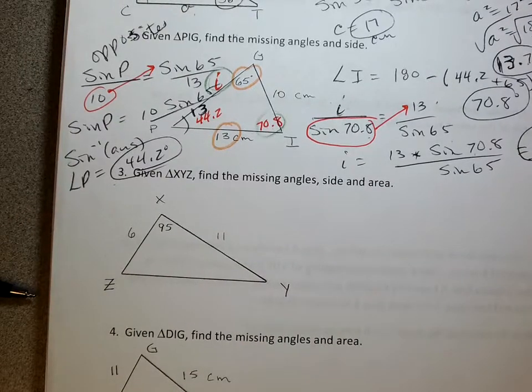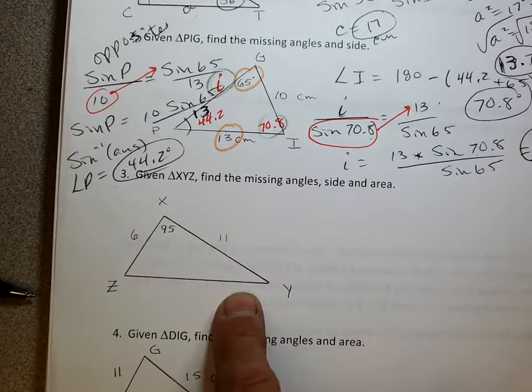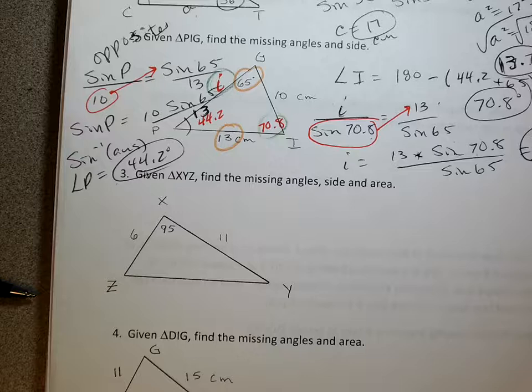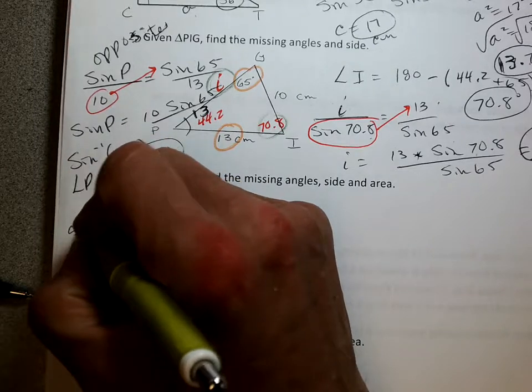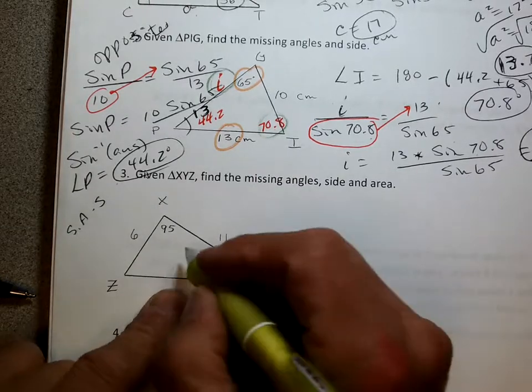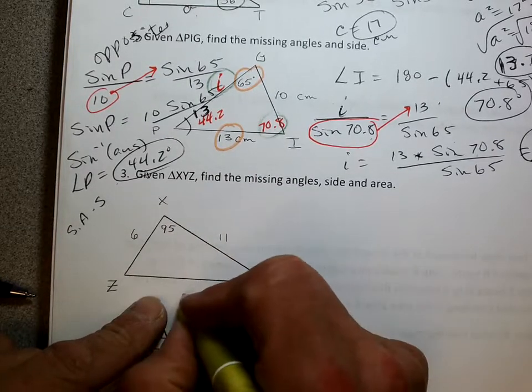Number 3. Do you have a pair of opposites? No. There's no opposites, are there? But what you have is side angle side. Law of cosines, okay? Side angle side. We're going to have to use the law of cosines. So I'm going to set it up. So x is my opposite, okay?